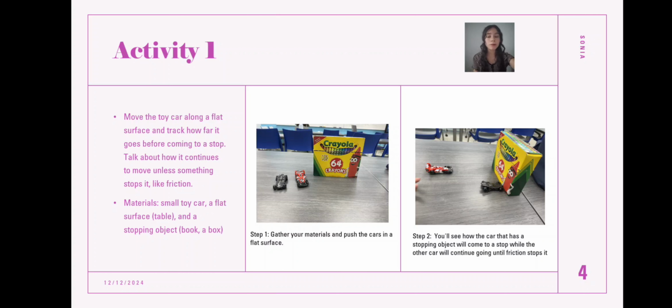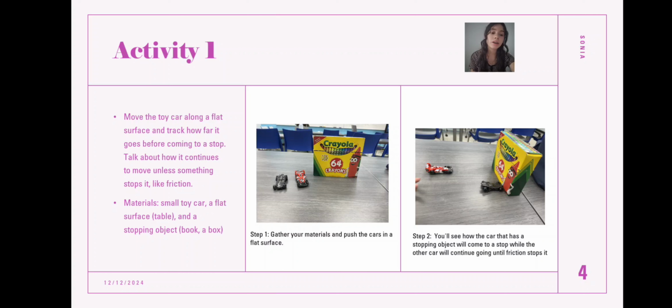So for activity 1, so they can learn Newton's first law, we're going to move the toy car along a flat surface and track how fast it goes before coming to a stop. We're going to talk about how it continues to move unless something stops it, like friction. The materials you're going to need for this are a small toy car, a flat surface like a table, and a stopping object like a book or a box. In this case, we use a color box.